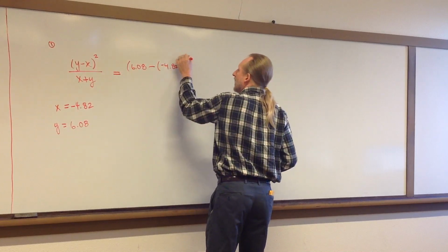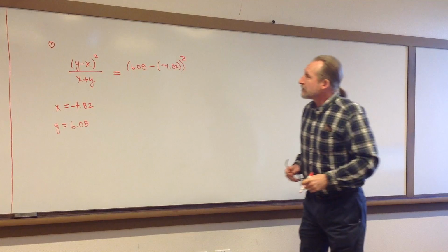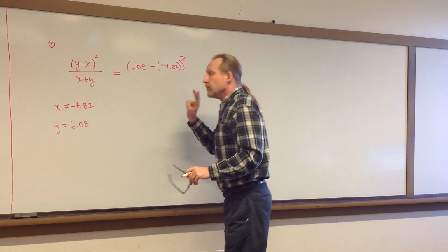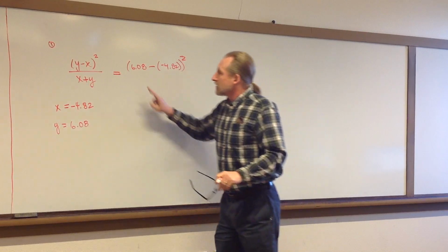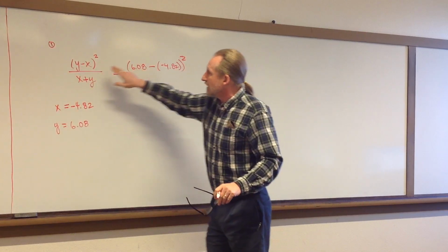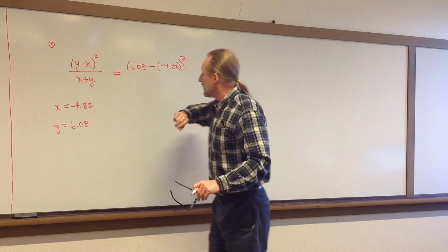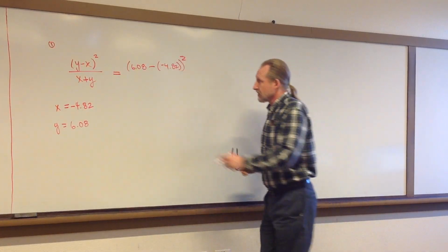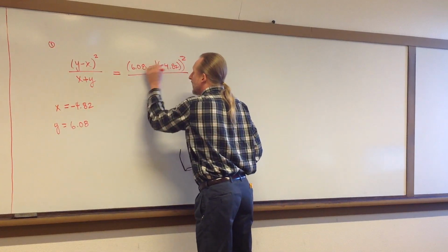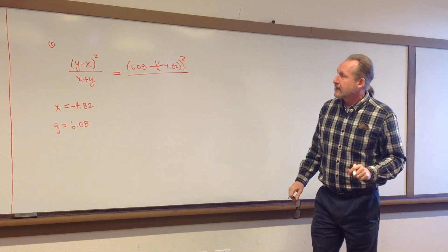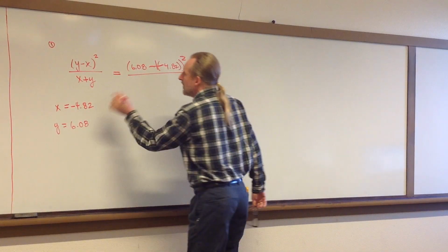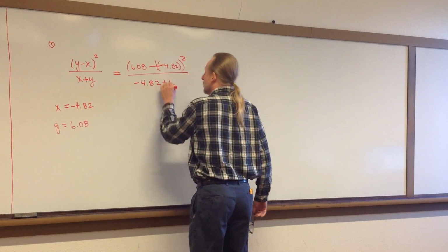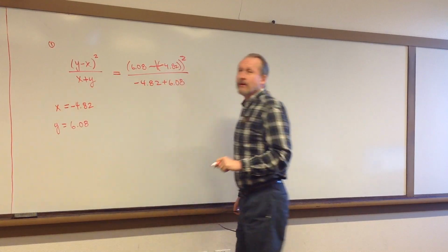So that's something that people sometimes make mistakes on, is that they see the minus sign and they just put in 4.82. But there's actually two minus signs. One that is the subtraction sign that comes with the expression, and the other one is a negative sign that comes along with the value of x. And the result of that is that those two things will be added in the end. And then on the bottom, the x is negative 4.82 plus the y 6.08.